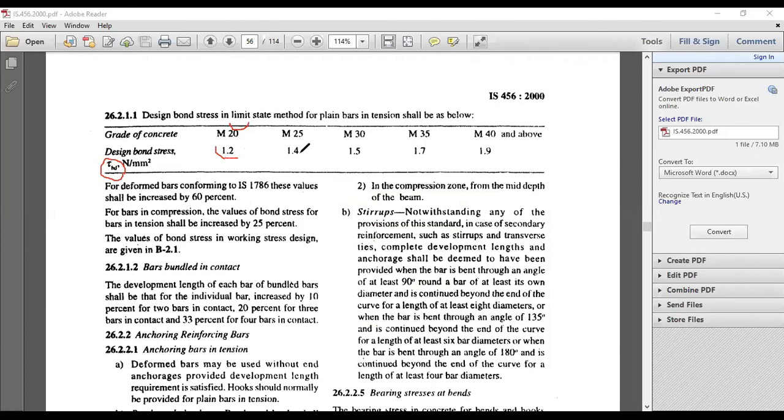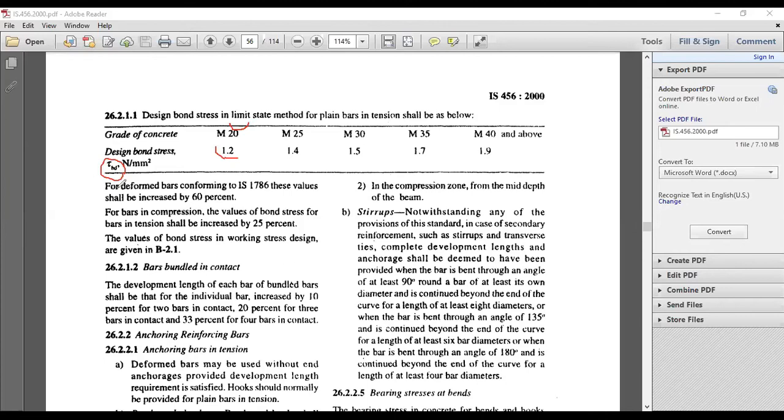For M25 it is 1.4. For M30 it is 1.5. For M35 it is 1.7. And for M40 it is 1.9. Again, you don't need to memorize any value. Everything is given in IS code. You should just know what is given on which page number and what clause number you need to use.